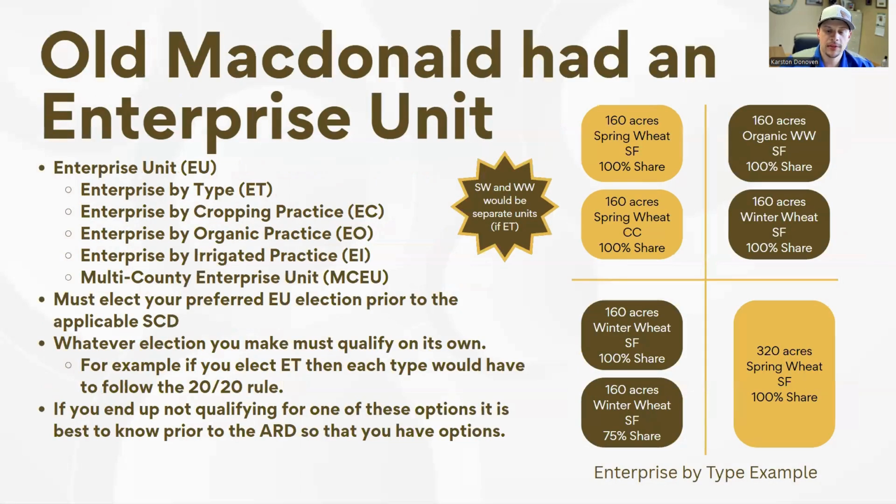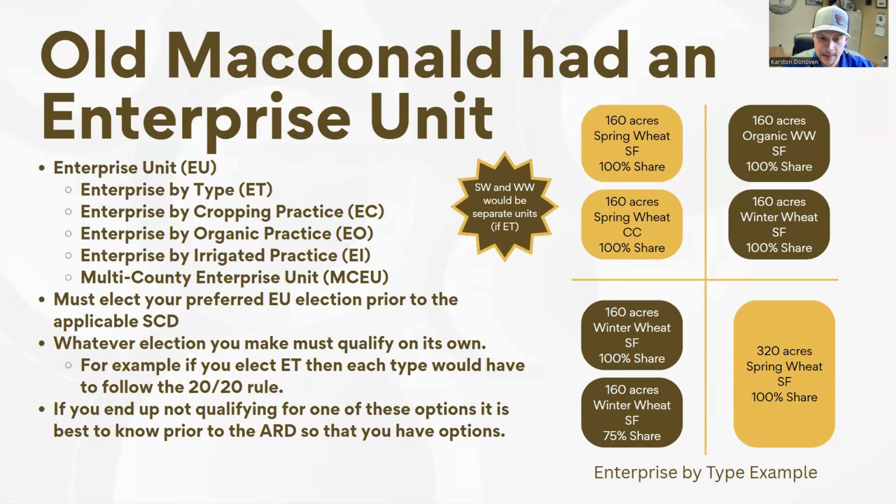But you do have the ability to break it down a little bit more than that, as long as you elect it prior to the applicable sales closing date. The old saying is, Old MacDonald finally completed. We were finally able to complete Old MacDonald. And that's because of the acronyms that crop insurance sure loves to use. Enterprise unit, the acronym for that is EU. And then there's other acronyms that you can use.